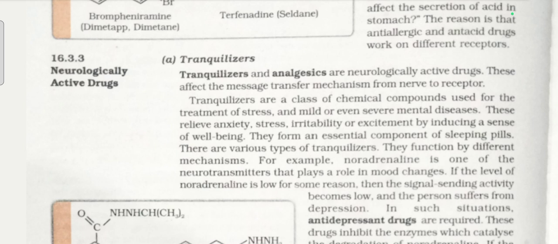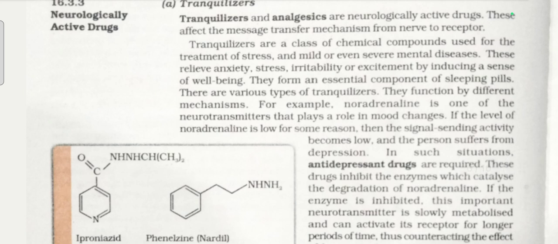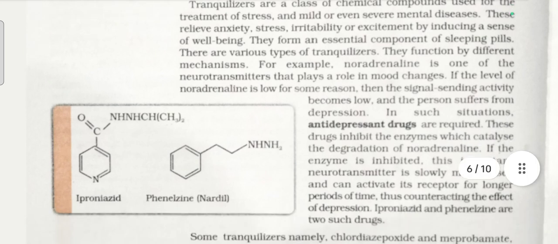There are various types of tranquilizers. They function by different mechanisms. For example, noradrenaline is one of the neurotransmitters that plays a role in mood changes. If the level of noradrenaline is low for some reason, then the signal sending activity becomes low and the person suffers from depression. In such situations, antidepressant drugs are required.